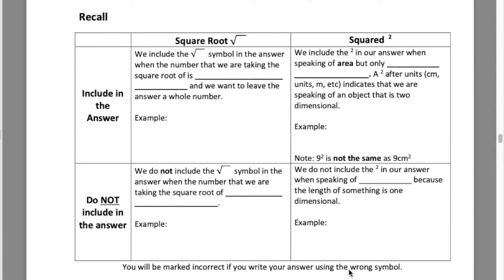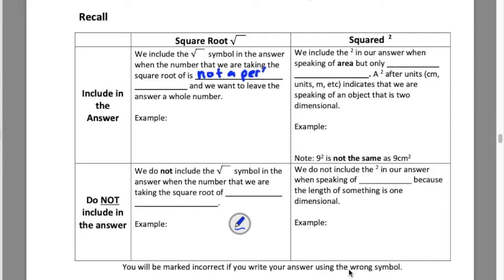Today we're going to talk about estimating square roots in the final lesson of the first part of Unit 1. So to start, we're going to do a little recall section, and we're going to talk about the difference between square root and squared. So we want to remember for square roots that we include the square root symbol in the answer when the number that we are taking the square root of is not a perfect square.